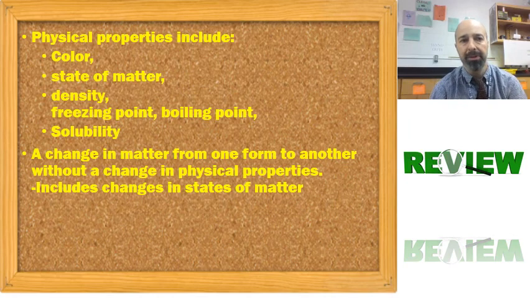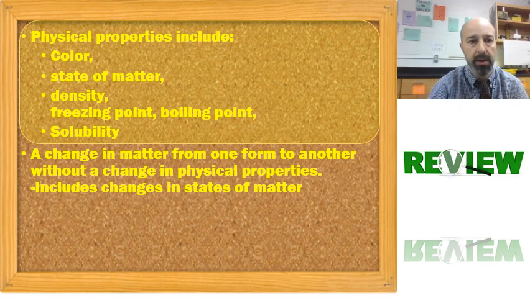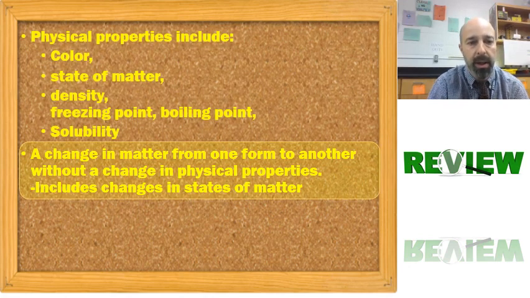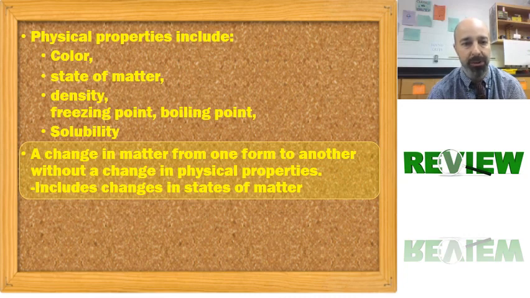All right, so those are the basic things you need to know about physical properties of matter. Those things include things like color, state of matter, density, freezing point, boiling point, and solubility. And we learned that a change in matter from one form to another without a change in chemical composition is a physical change. And this includes, remember, a change in the state of matter, and we will talk about this in great detail this week in class, and I will see you then.